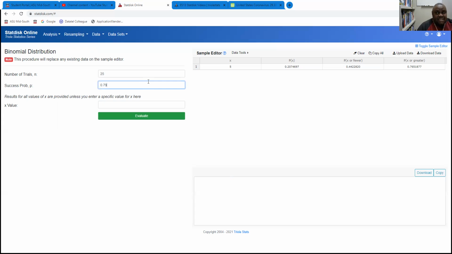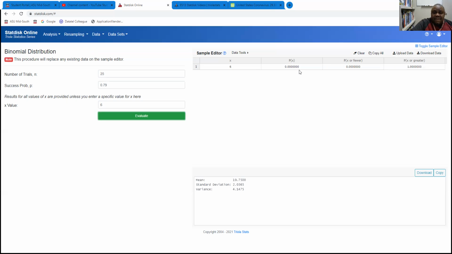Because 79% is a percent, you have to take that 79, divide it by 100 to get 0.79, or move the decimal point 2 places to the left and drop the percent sign. All right, so for our X value in part A, we want the probability that 6 people need eyesight correction. So we're going to type in number 6 and click evaluate.